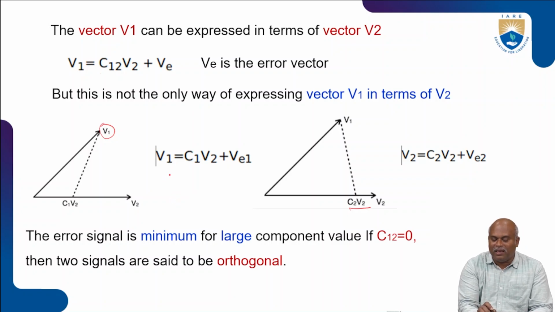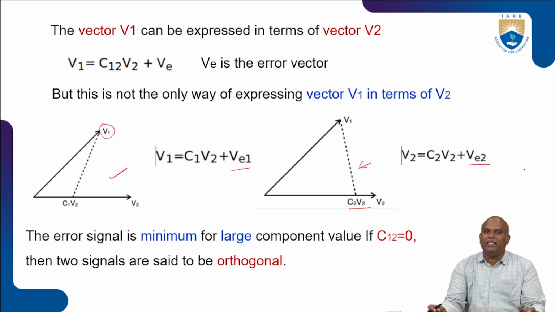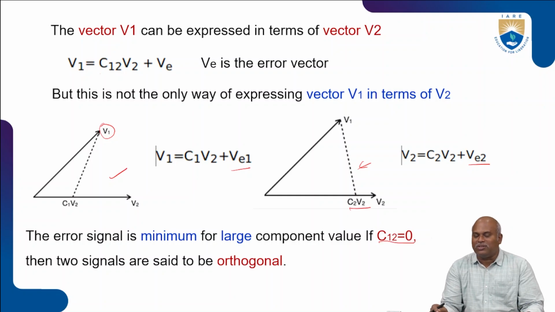In this case of the diagram, V1 is equal to C1 V2 plus VE1. Next, for this diagram representation, V2 is equal to C2 V2 plus VE2. In this case the error values VE1 and VE2 are entirely different. The error signal is minimum for a large component value of C12. In that case, I represent C12 as equal to 0.